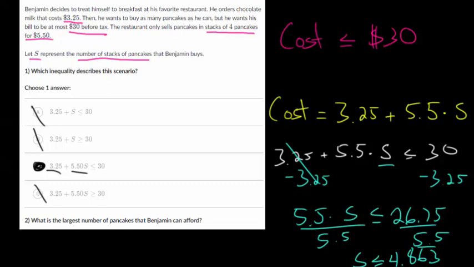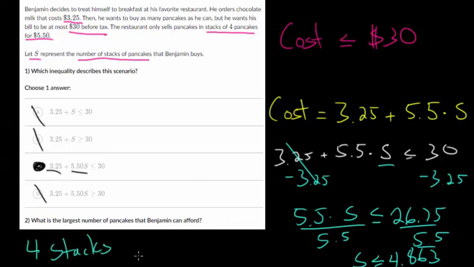4.863, where the 63 is going to repeat. And just like the last problem, you can only buy a whole number amount of stacks. You can't buy a fraction of a stack. So we're not going to be able to buy 4.863 stacks. You can either buy 5 stacks or you can buy 4 stacks. And 5 would be too many, because the number of stacks has to be less than this 4.863 repeating, and so 5 would not satisfy that. With 5 stacks, you can check the math, 5 times 5.5 plus this 3 1/4 would put you above 30. So we have to buy 4. 4 is the most amount of stacks.